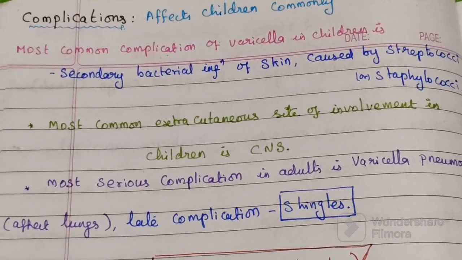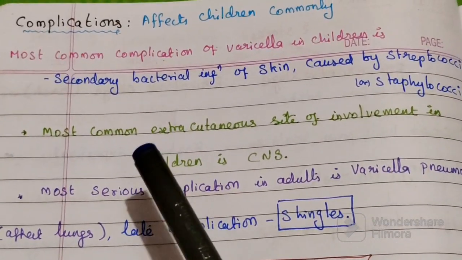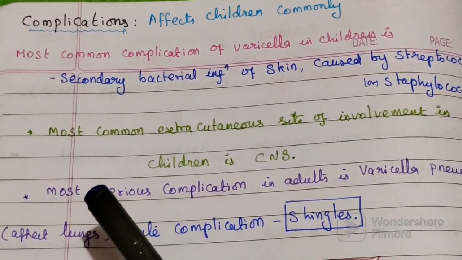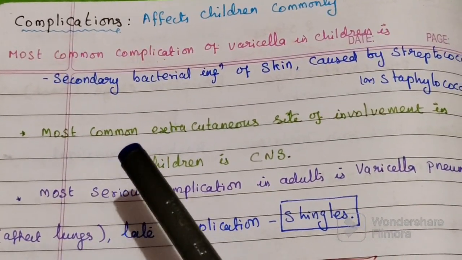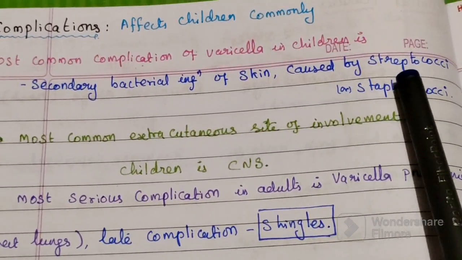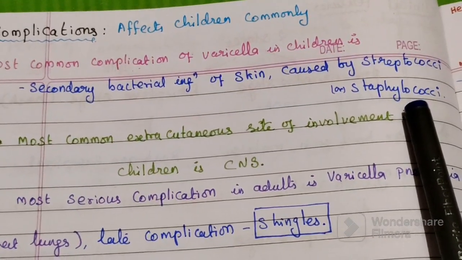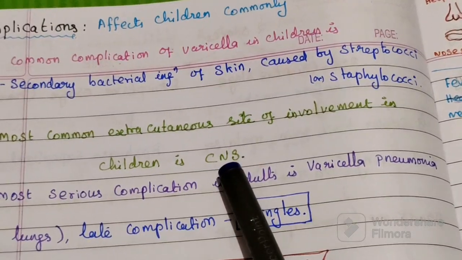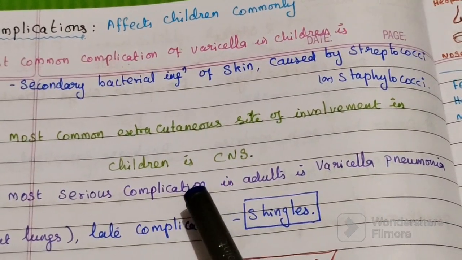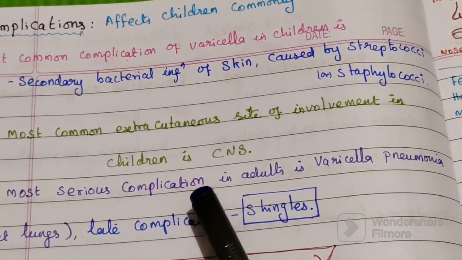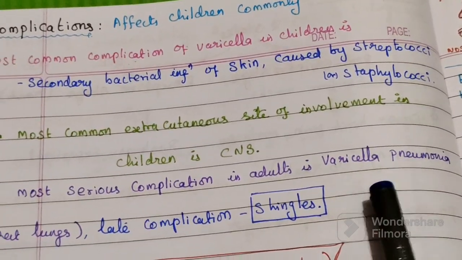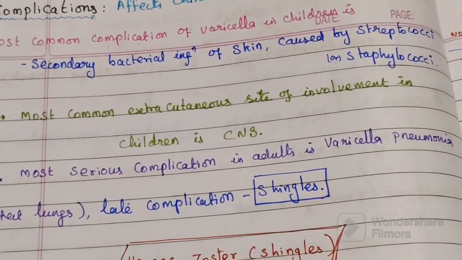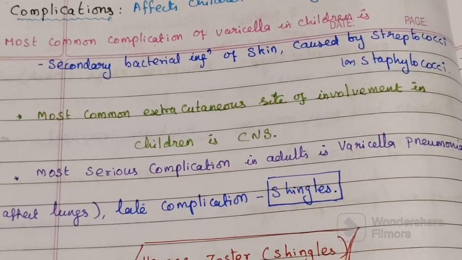So what are the complications? Secondary bacterial infection caused by streptococcus and staphylococcus, because of itching. Then complications affecting the CNS. Then the most common complication in adults, pneumonia. Then the later complication, shingles.